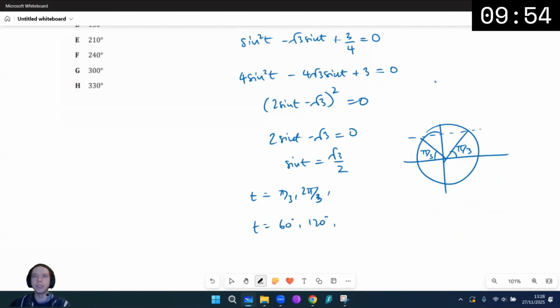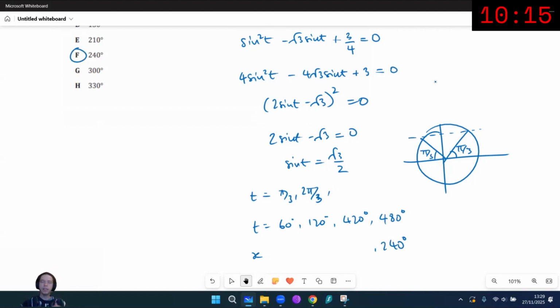And we can add 360 to get 420 and 480, of course. Right, so that's going to give us the maximum value for x. x is just a half of t. t was 2x. So 240 would be the answer.